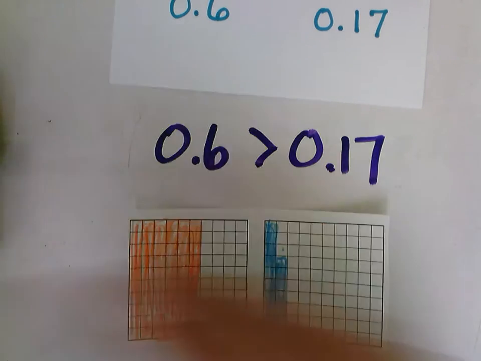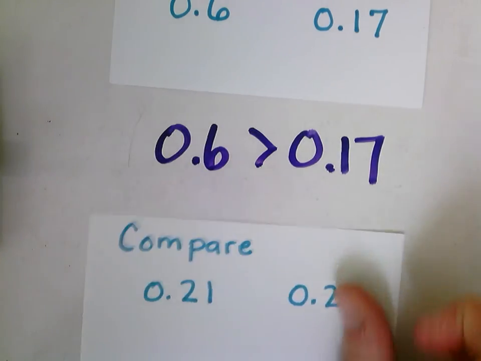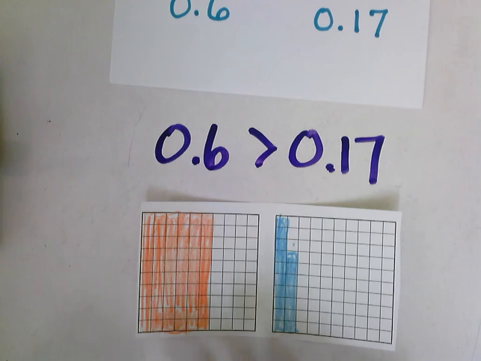Let's just do, I think you get the hang of it. That is the modeling strategy, drawing out a model of each fraction and then comparing. We're going to talk about using a number line.